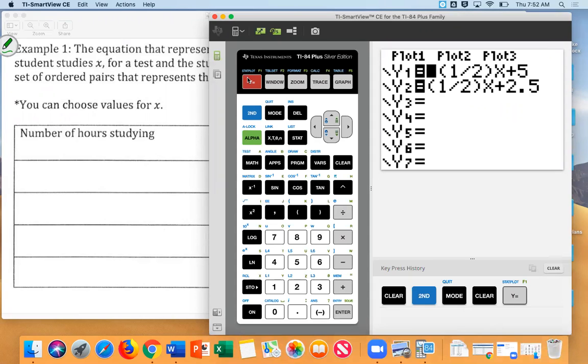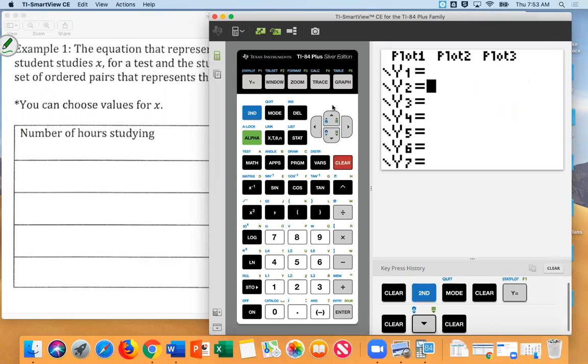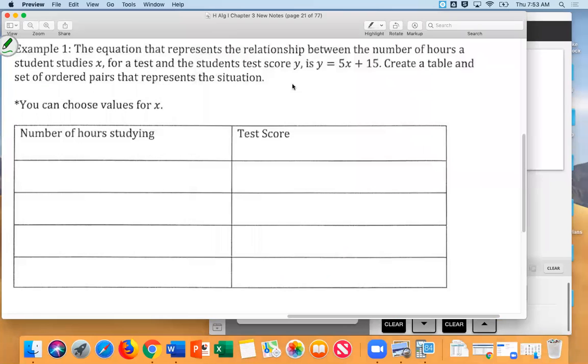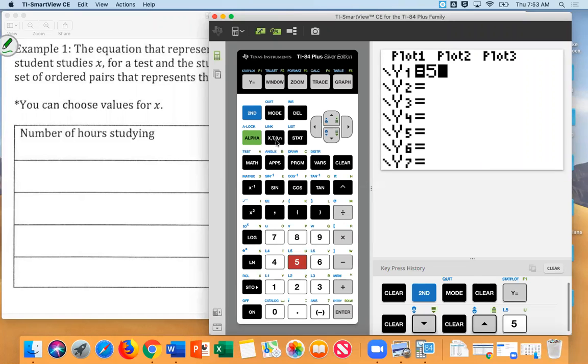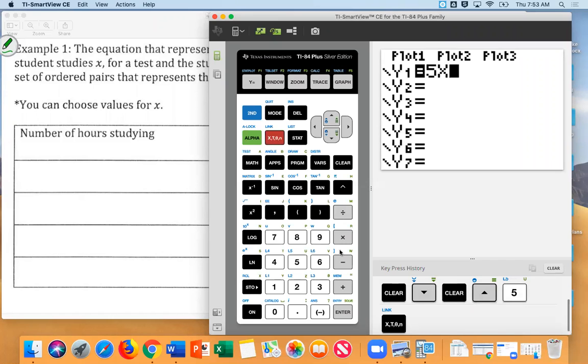All right. And now my screen looks like this. And I had some stuff in here because I was working yesterday. So what I'm going to do is type 5x plus 15 into this equation. So everybody do 5. Now this is important. This x next to my green button, because that's the variable button, plus 15.